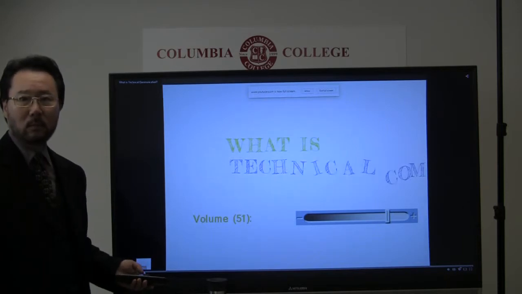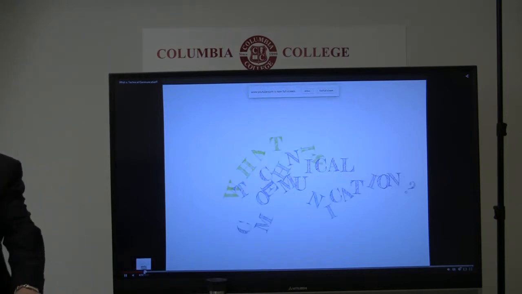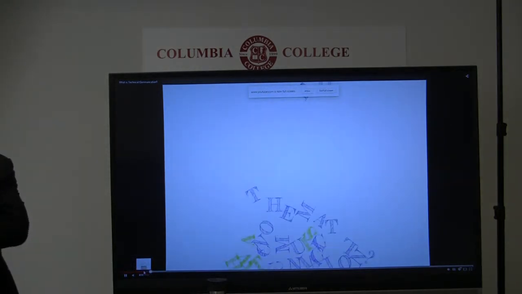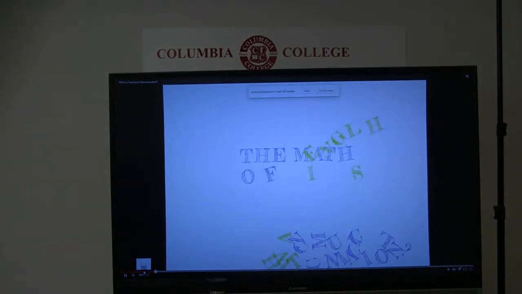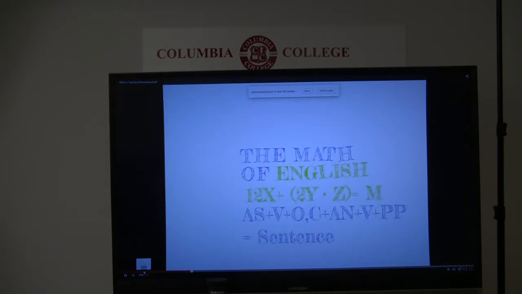What is technical communication? Technical communication is the math of English. In a simple math problem, 1 plus 2 equals 3. Sentence structure is similar as the subject plus a verb equals a very simple sentence. But just like good math, good writing isn't always so simple. Most sentences have several components and can appear very complicated. A technical communicator's job is to keep language simple and understand the audience.